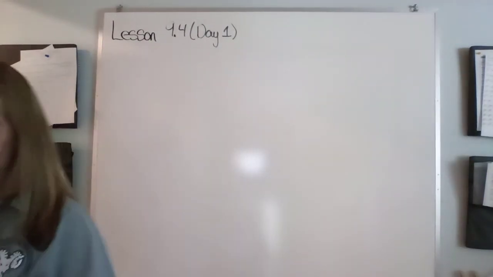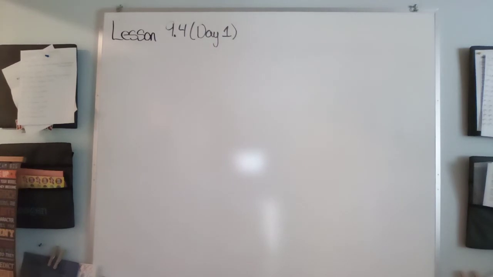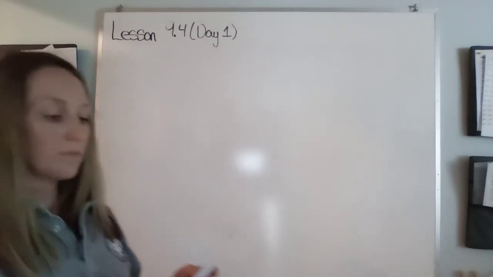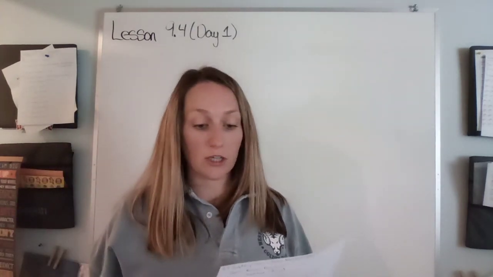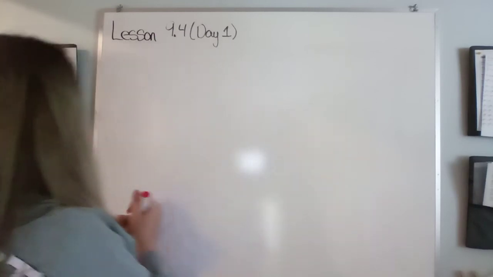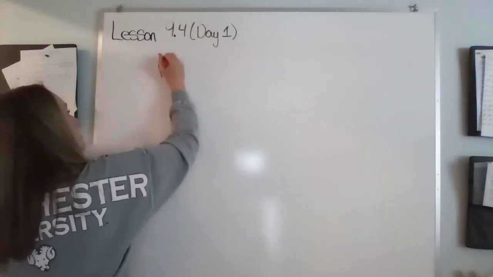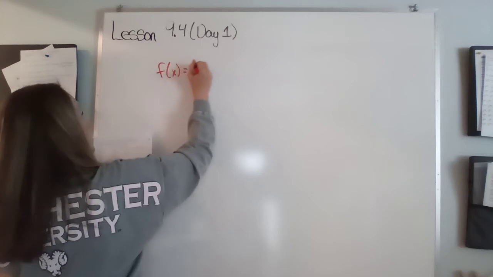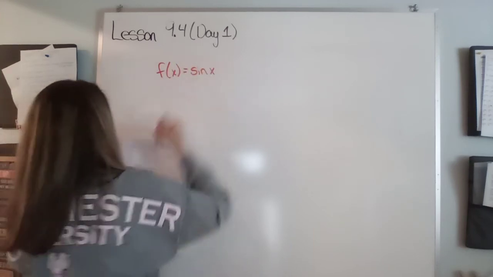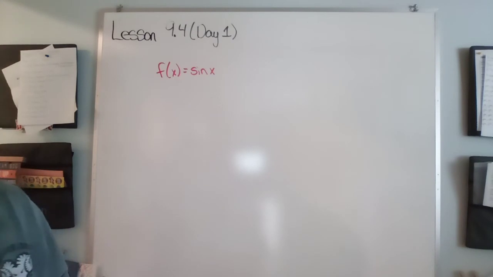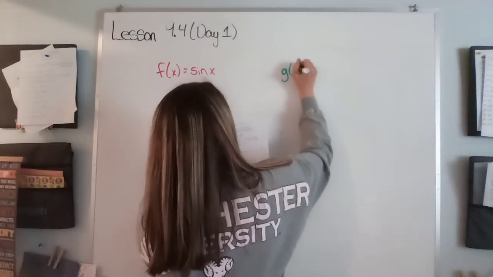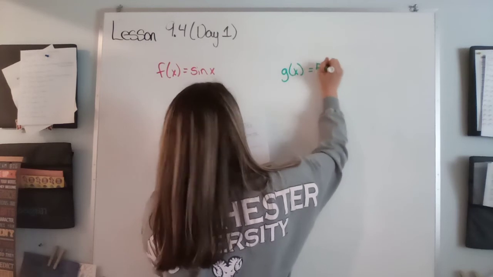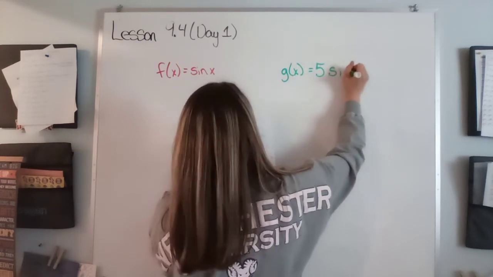Okay. So we're going to work with a graph. We're going to identify the amplitude of the period, and then graph the function and describe the graph as a transformation of the parent function. Okay? So the parent function is going to be f of x equals sine x. And then the new function is going to be g of x equals 5 sine x.